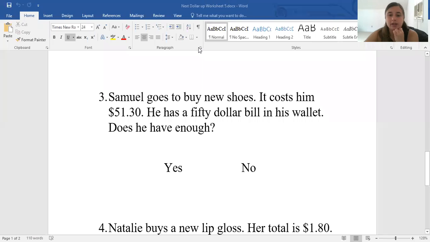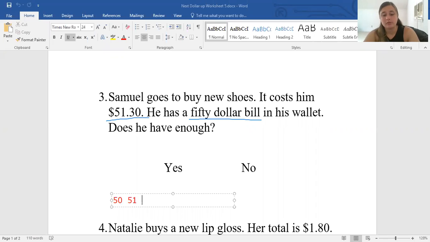Okay. Samuel goes to buy new shoes. It cost him $51.30. He has a $50 bill in his wallet. Does he have enough? So we're going to do another number line. We're going to start at 50 because we want to try to start at those benchmark numbers. And this one can be a little bit smaller. We don't need as many numbers because the total and what we have are so close together. So use your judgment. Don't worry about drawing out these huge number lines when you only need a small amount. Some students will still want you to draw a huge number line, and that's okay. Just encourage them to do it if that's something they're demanding.